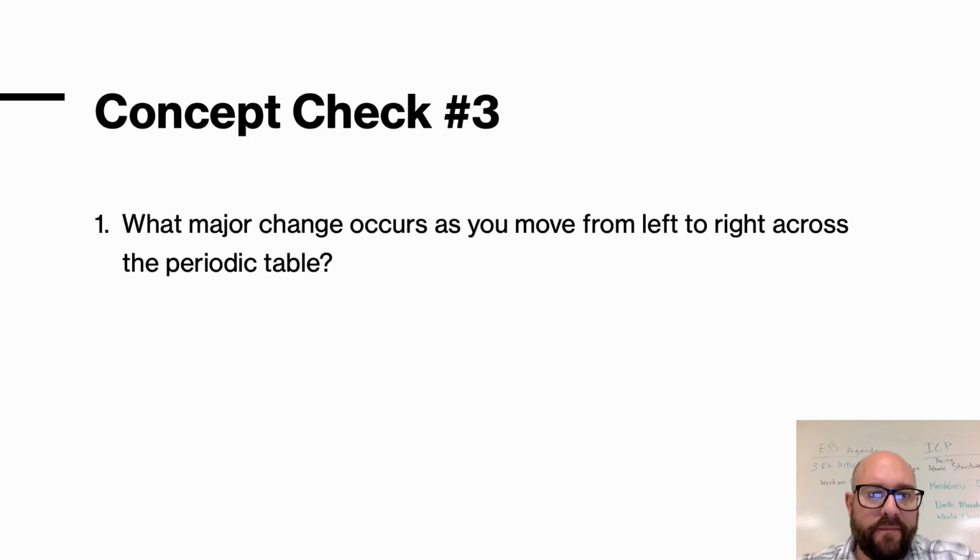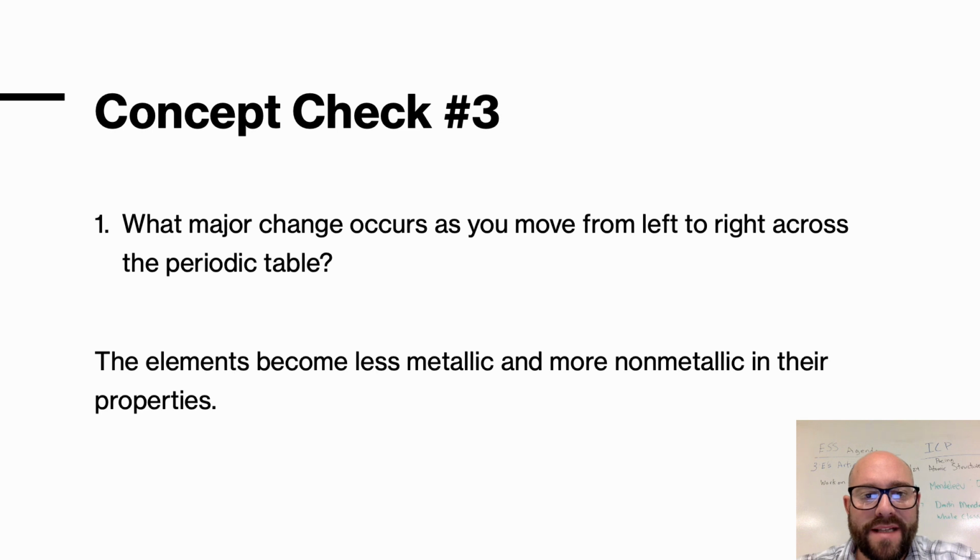Concept check number 3. What major change occurs as you move from left to right across the periodic table? Now would be a good time to pause the video, attempt the question, and then resume play. What major change occurs as you move from left to right across the periodic table? The elements become less metallic and more nonmetallic in their properties.